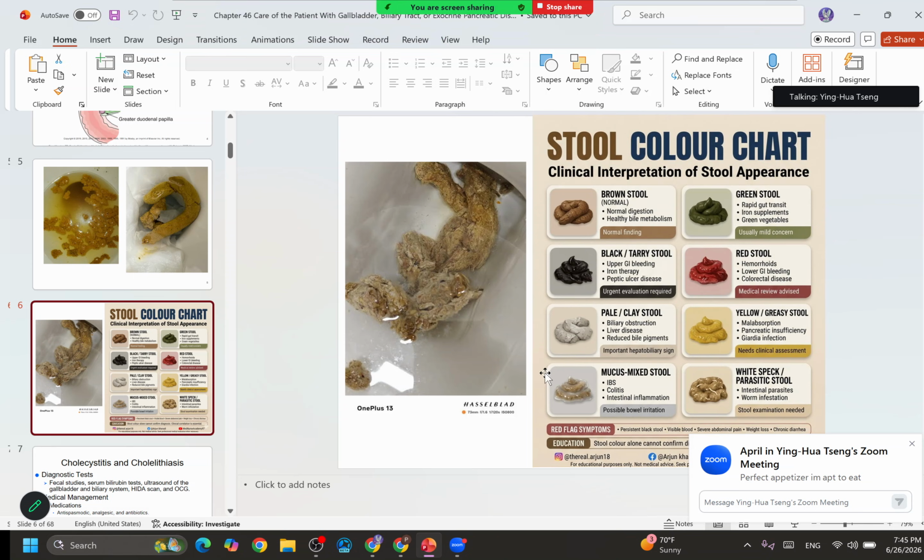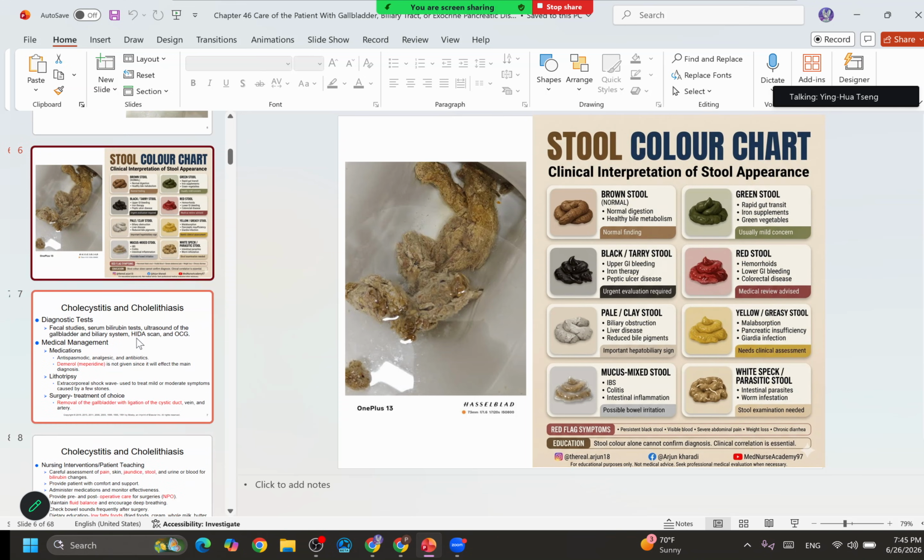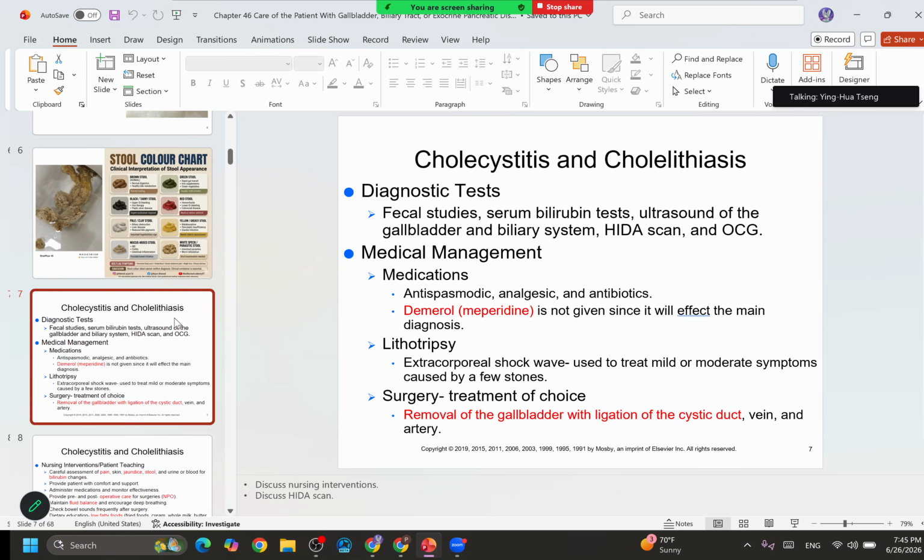It's the GI system, so it's very disgusting. All right, so it's pale like a clay stool. I put a stool picture here for you, so you can see the normal stool and also different colors of stool, which tell you what kind of disease it might be. Okay, I know it's very disgusting, let's skip it.